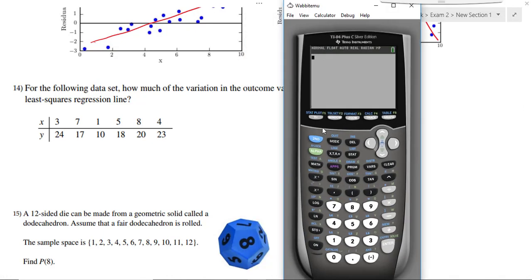R squared. First thing we do is we put our data into the calculator. So clear out any data you have in your list. And then go to the home screen and then hit Stat, Calc, 8.